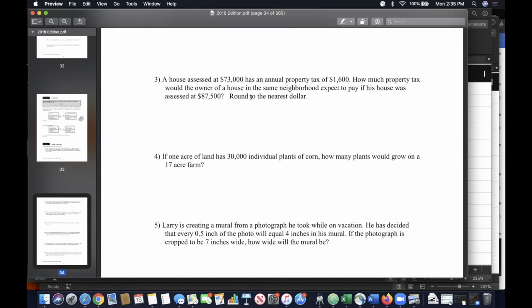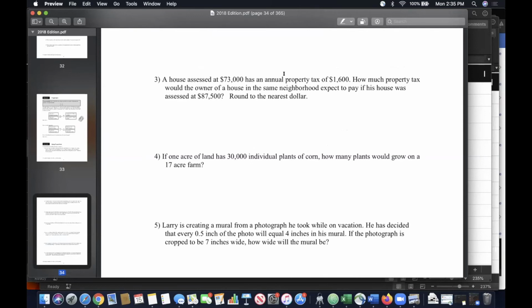First of all, should we expect to pay more tax or less tax? More, based on the words. Yeah, more, because the house is more valuable, so we should expect to pay more tax on it, right? That's the way it works.